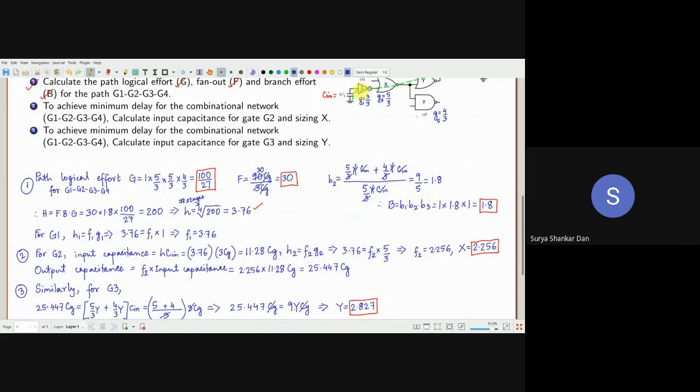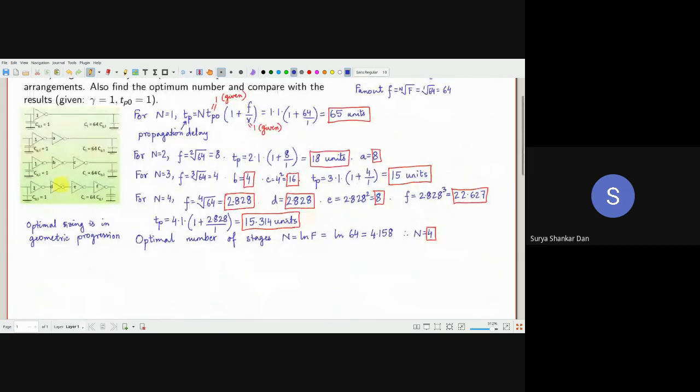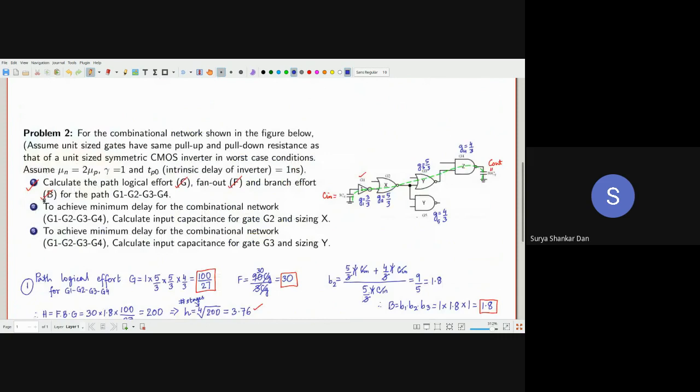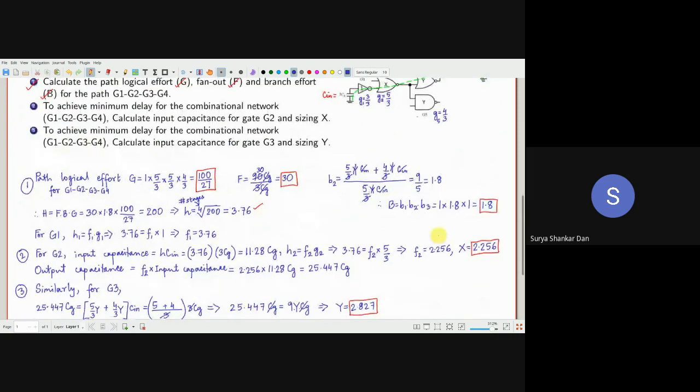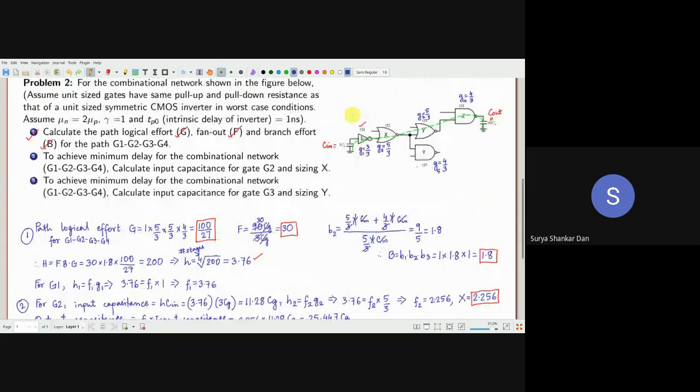So 1 into, as I told you earlier in the first stage, in the first problem. So what is the size of this one? This will be F into 1. Correct now? Similarly, here this F2 is 2.256. So what is the value of X? What will be the sizing? The first sizing was 1. Look, it is written here also.